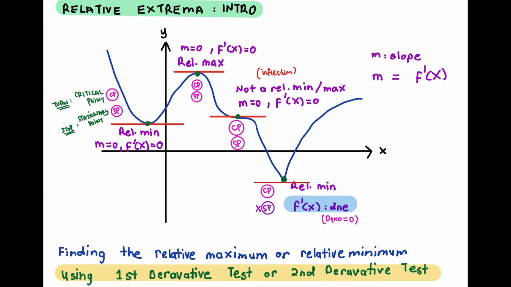How about this point here? This is also a critical point because your point turned from going up to going down, and this is also your stationary point. So this is a relative maximum because this is the highest point at this area here.